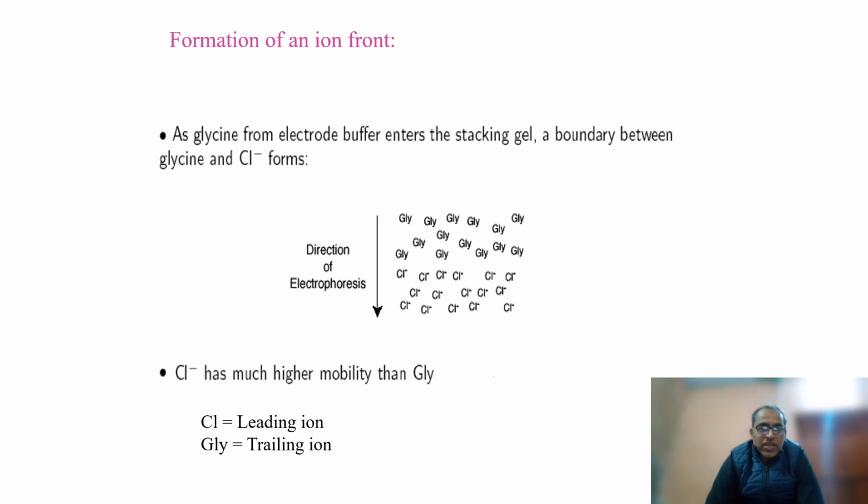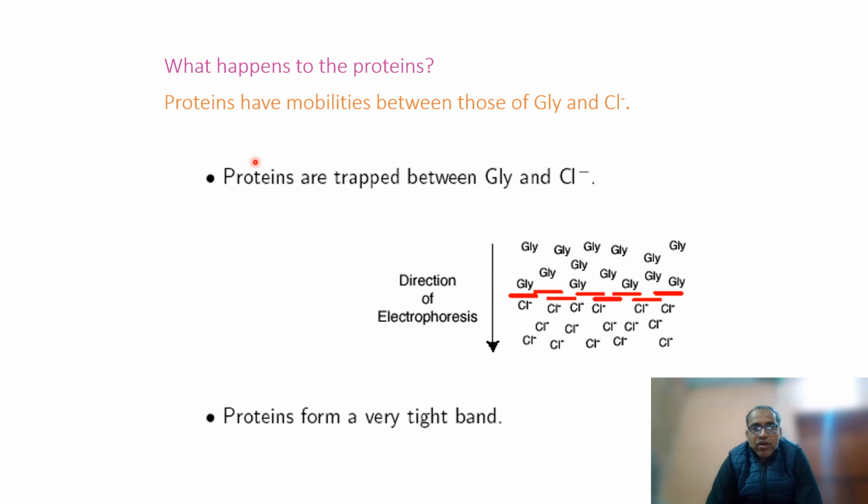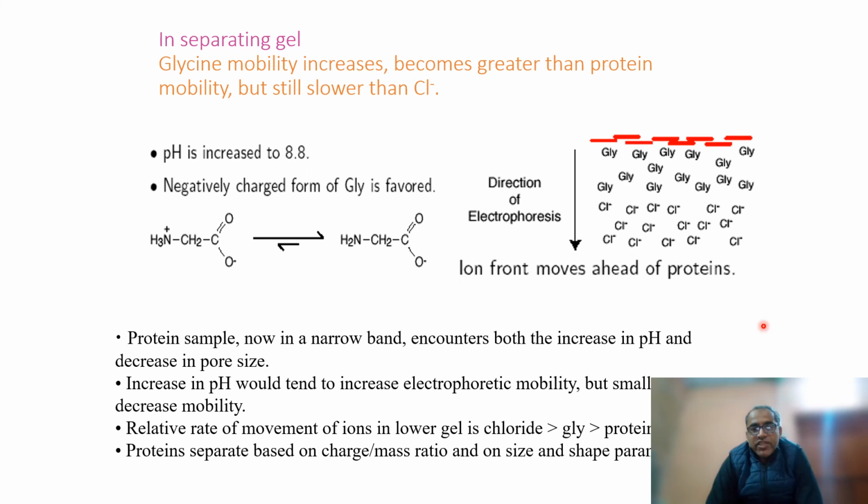Here you can see that as glycine from the electrode buffer enters the stacking gel, the boundary between the glycine and chloride forms. The chloride will move faster, while the glycine follows, and the proteins are present between these two. So the proteins have mobility between glycine and chloride. When they enter the resolving gel, the chloride has the higher mobility, followed by the glycine, and then by the proteins.